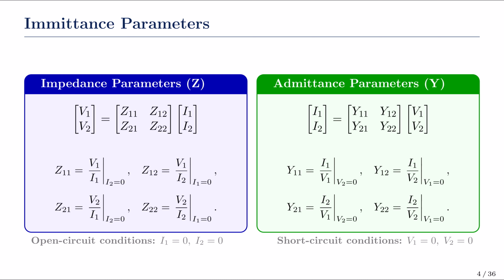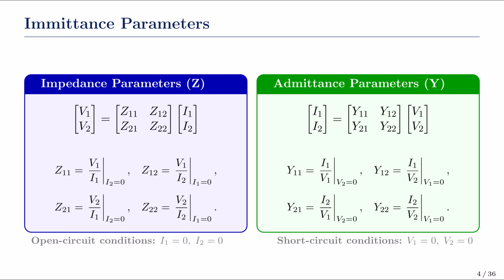Each element of the matrix has a clear physical interpretation. The diagonal elements represent the driving point impedances, that is, the impedances observed when looking into each port under the specified open circuit condition. On the other hand, the off-diagonal elements represent the transfer impedances, which quantify how the current entering one port influences the voltage appearing at the other port.